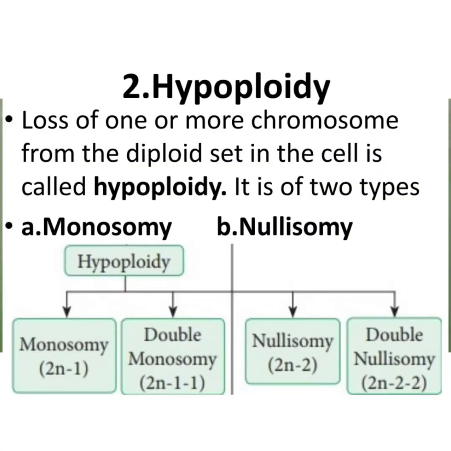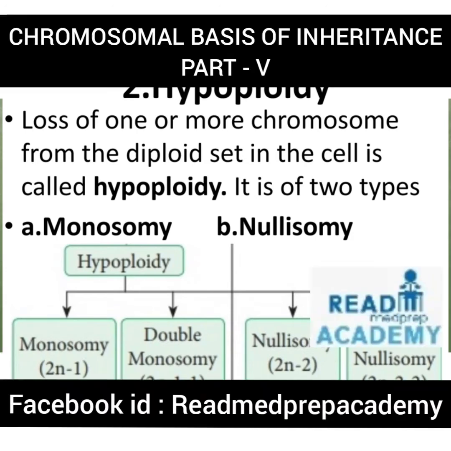Now what is hypoploidy? Loss of one or more chromosomes from the diploid set in the cell is called hypoploidy. It is of two types, monosomy and nullisomy. Monosomy may be single monosomy 2n minus 1 or double monosomy 2n minus 1 minus 1. Nullisomy may be 2n minus 2 or double nullisomy 2n minus 2 minus 2.